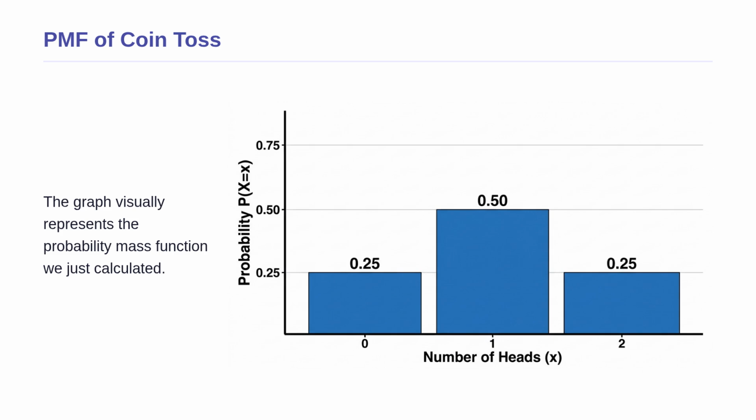The most important thing this diagram teaches us is the empty space between the bars. Notice how the bars only exist at the exact whole numbers. This visual gap perfectly illustrates the word discrete. The variable jumps directly from one value to the next without ever taking on fractional values in between.